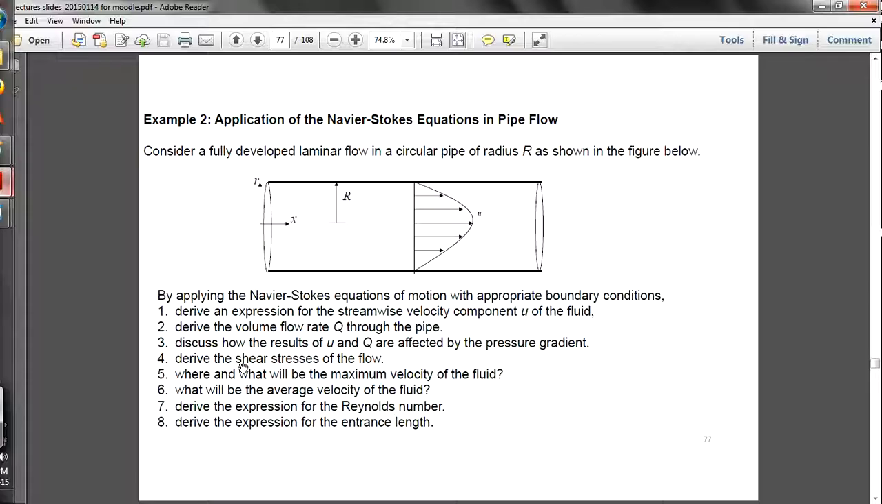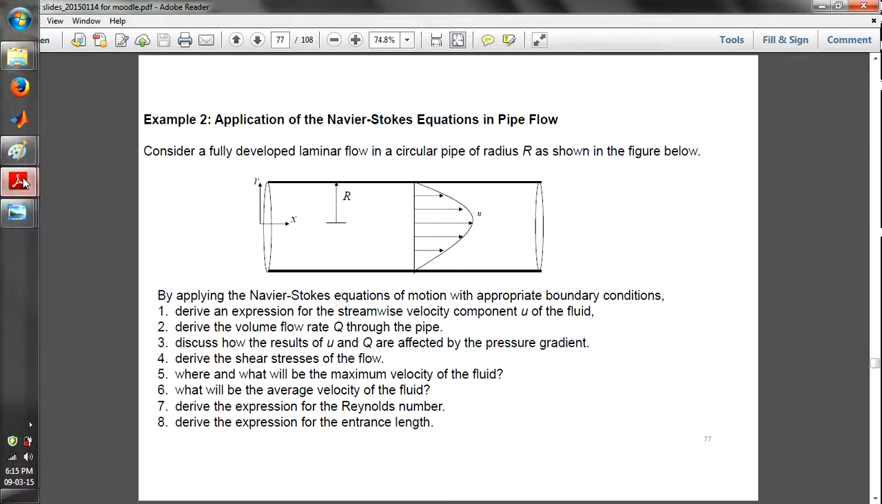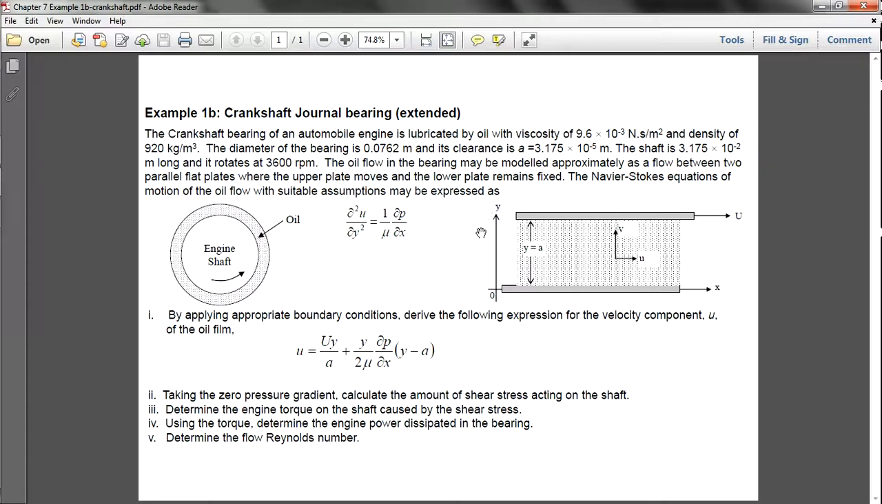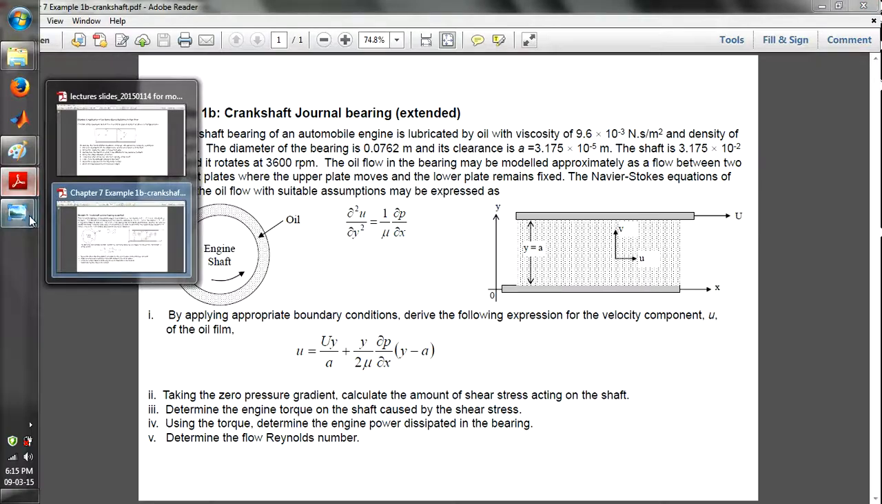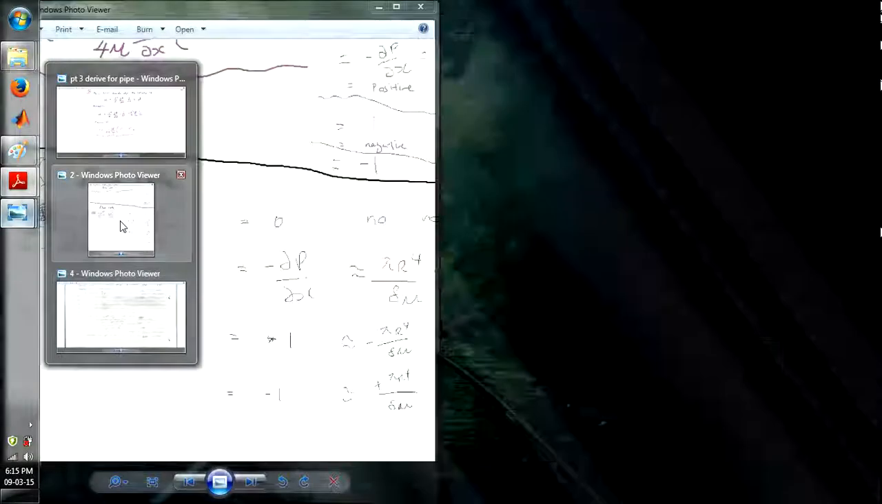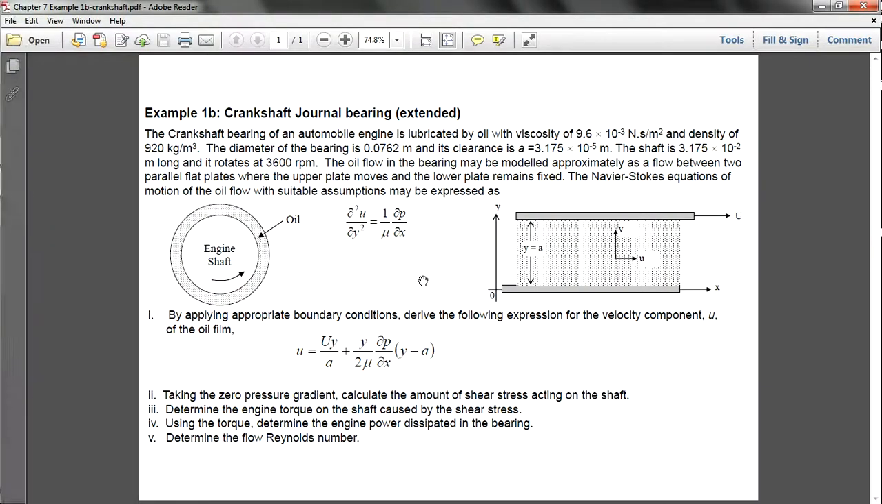So I've cleared up till here. Next video I'll talk about Reynolds number and entrance length, after which I will go through the extended version of this one, and then we'll go into Bernoulli's equation. I will see you in the next video for other stuff. See you.